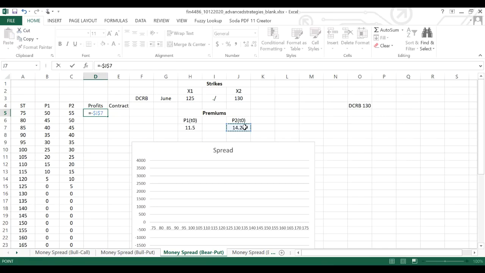After we buy the put option that has the high strike price, that's P2, if this put option gets in the money, we will gain a payoff that is equivalent to the intrinsic value. So we get the intrinsic value.